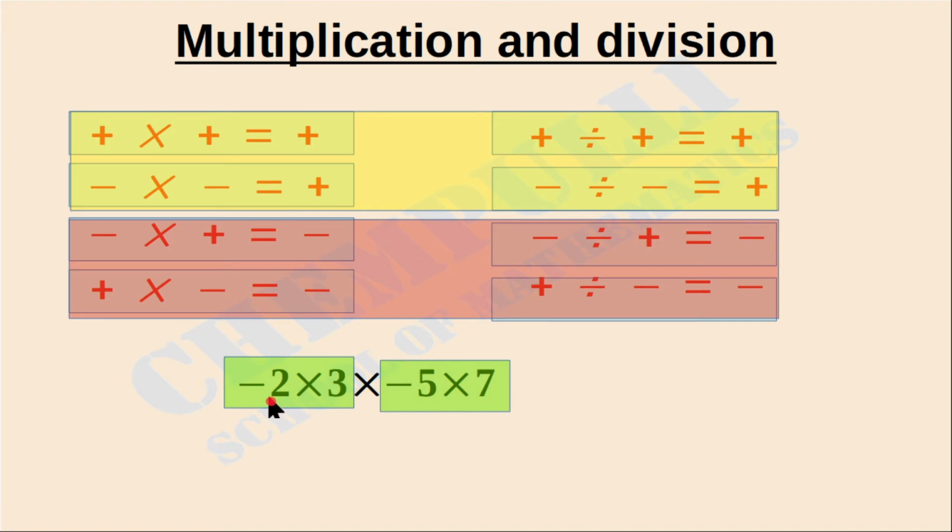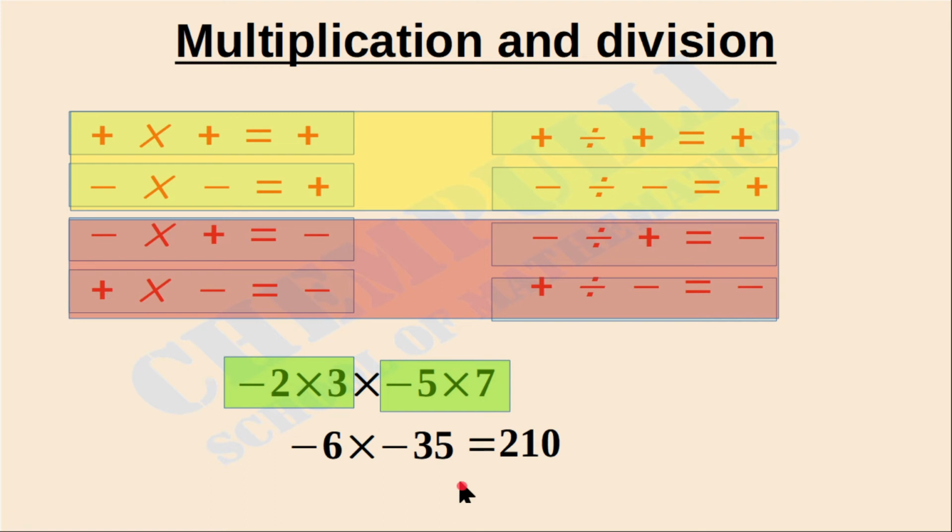Then negative 2 times 3. What is negative 2 times 3? Here we know both number signs are different, so the answer is negative. Here also both number signs are different, so the answer is negative. We get negative 6 for this part, and the answer of this part is negative 35. Then we are going to multiply these two numbers. Both number signs are the same, so the result sign is positive. Then 6 times 35 is 210. We will get the answer positive 210.